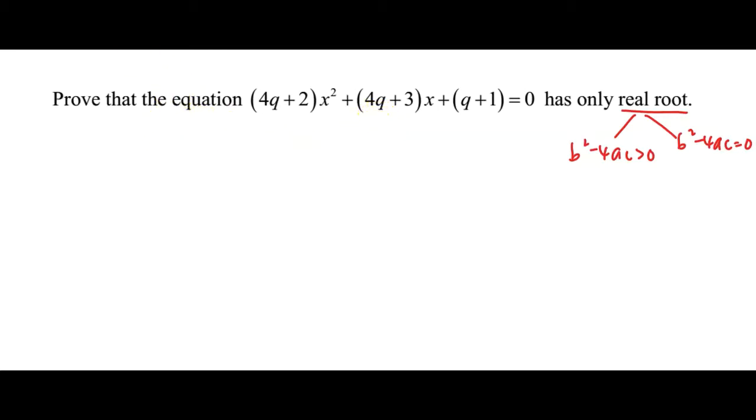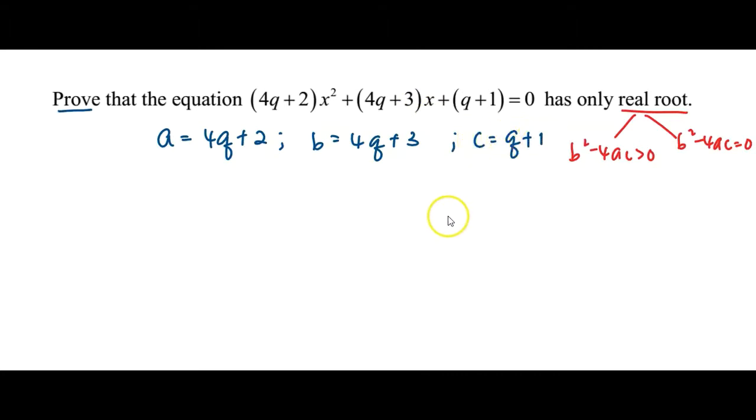Okay, so as I stressed before, now the question asks us to prove, meaning that at first we must pretend that we do not know. We have to start from b squared minus 4ac. All right, so extract out a, b, and c. The a is the coefficient of x squared, and b is 4q plus 3, that is the coefficient of x, and c is the constant, that is q plus 1.